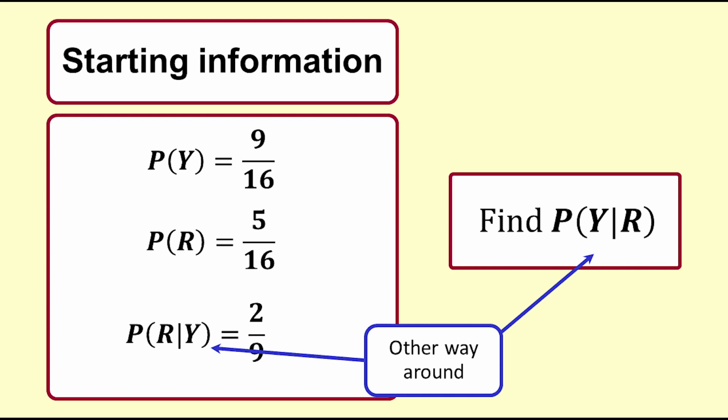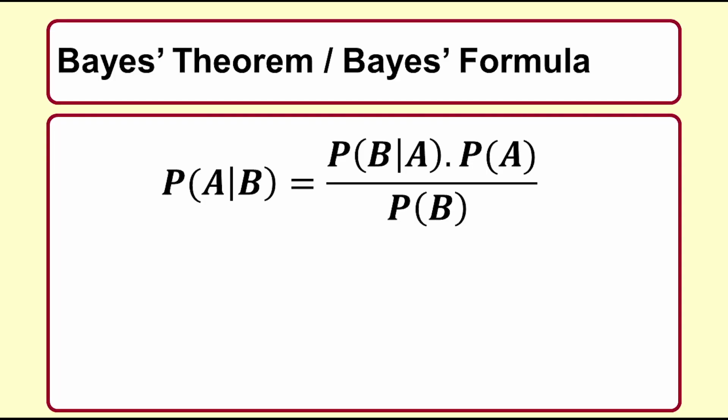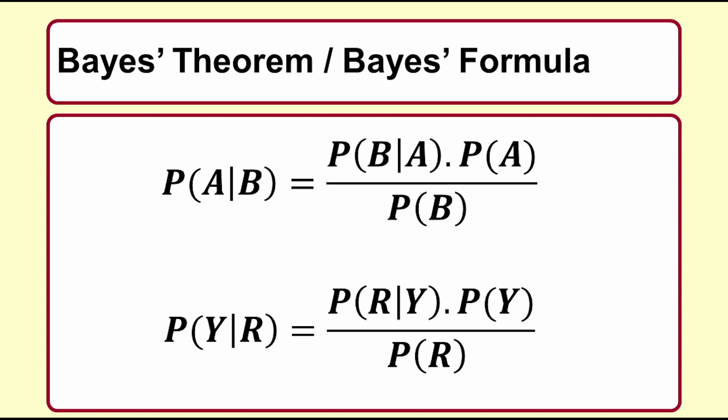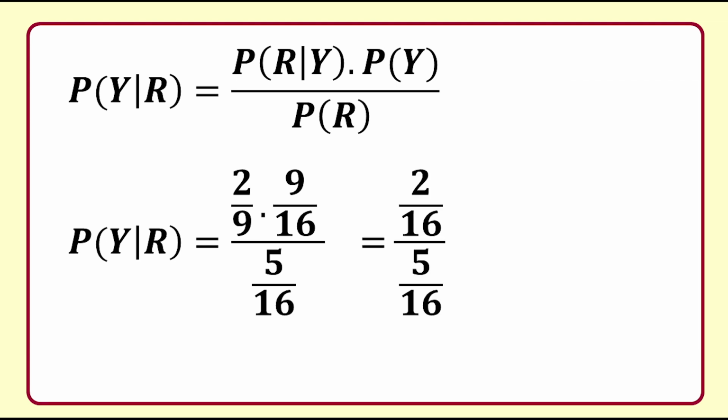We could construct a table like this one here, and I will show you how to do this in a later video. Or we could use Bayes' formula. We will replace A with yellow and B with red, giving us the probability of Y given R equals the probability of red given yellow times the probability of yellow, all over the probability of red. That equals 2/9 times 9/16 all over 5/16, which equals 2/16 divided by 5/16, which equals 2/5.